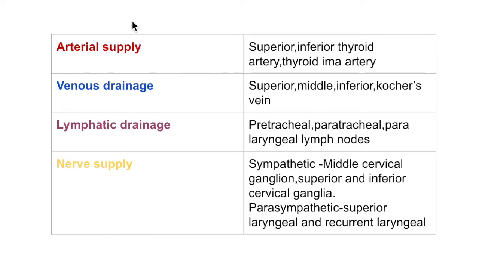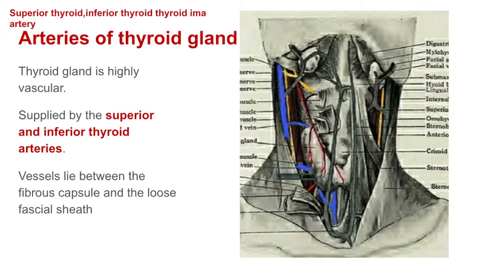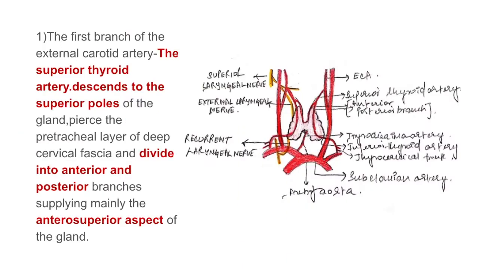However, let's start by talking about the arterial supply before we come back to this. So in the arterial supply of the thyroid gland, you have to remember that the thyroid gland is a highly vascularized structure, okay, and it's supplied mainly by three sets of arteries, which are the superior thyroid, the inferior thyroid, and the thyroid-ema artery. Now, these vessels lie between the fibrous capsule and the loose fascial sheath. So it's a fibrous capsule of the gland and the pretracheal fascia.